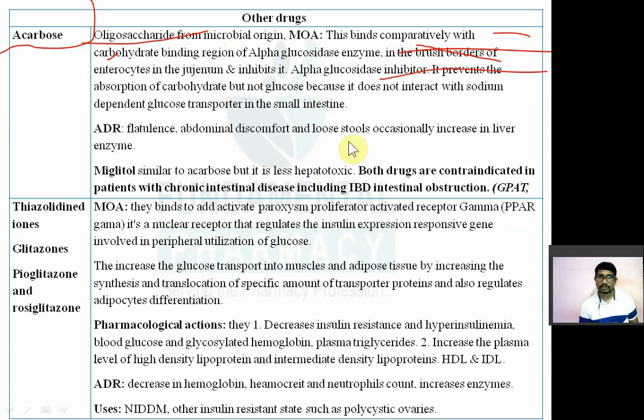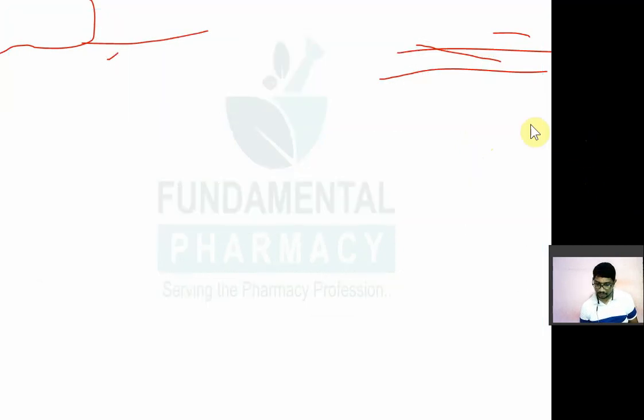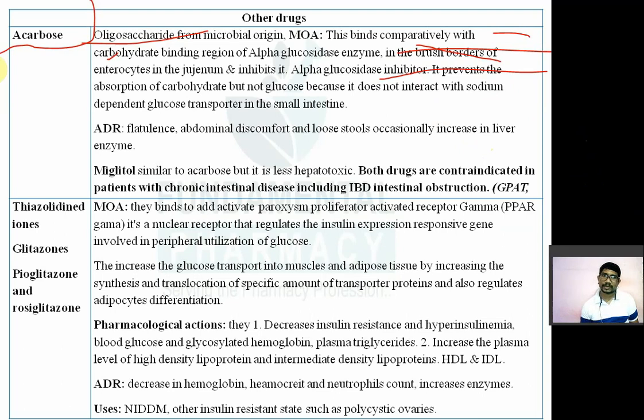They prevent the absorption of carbohydrate but not glucose, because glucose का absorption glucose transporter करता है. So they prevent the absorption of other monosaccharides but not glucose, but till they prevent the absorption of monosaccharides, they will be able to bring down the blood sugar level to some extent. What are the adverse drug reactions? Adverse drug reactions are nothing but flatulence, abdominal discomfort, loose stools meaning diarrhea. Occasionally they will increase the liver metabolizing enzymes.